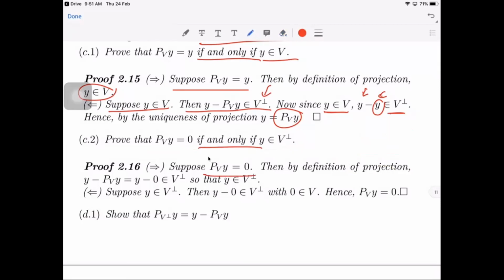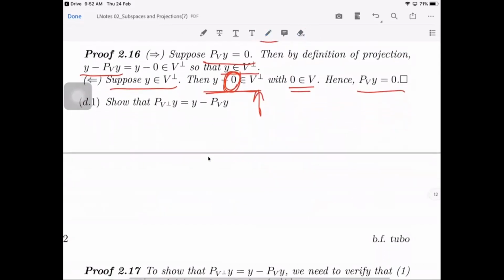Assume that the projection of y onto V is 0. By definition of projection, y minus the projection of y onto V, which is just y, is in V perp. Okay. And then suppose your y is in V perp, then by definition of projection, by equivalence, y minus 0 is also in V perp. This means that the 0 here is in V, but that is the projection of y onto V, by definition of projection.